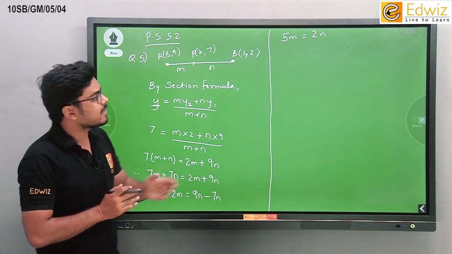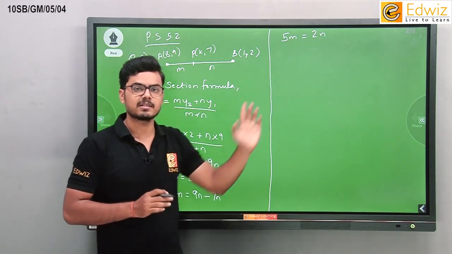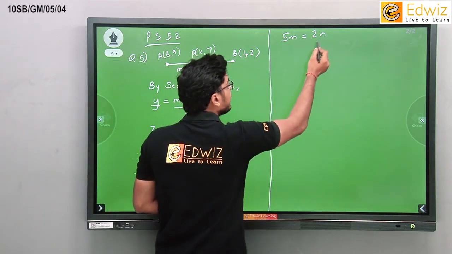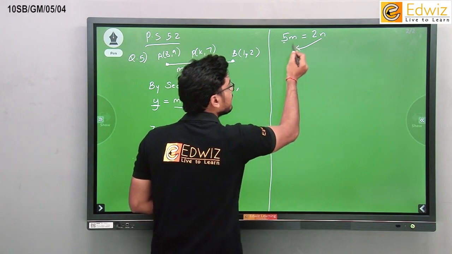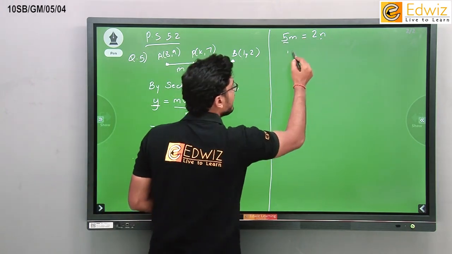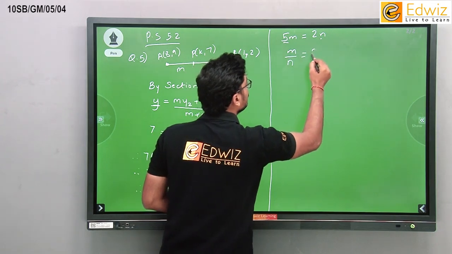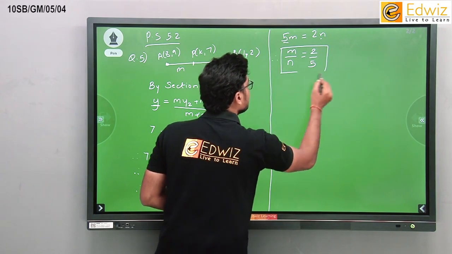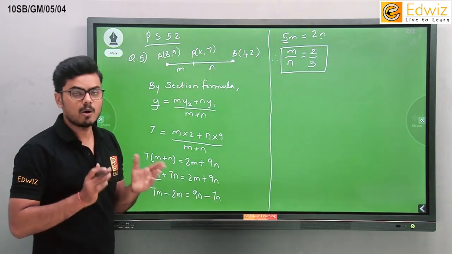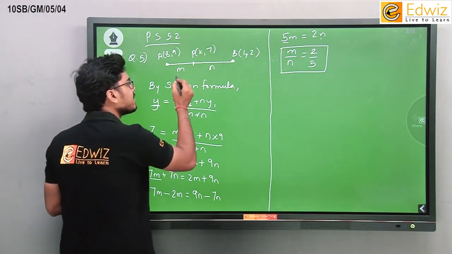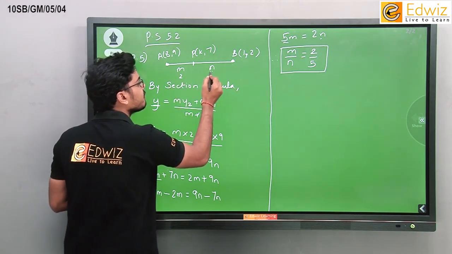So if we have to find the ratio, then simple cross multiplication will finish the work here. Correct? What will be m upon n? Take n here in the denominator, take 5 there on the denominator. So what this will become is m upon n equal to 2 upon 5. This is the required ratio. Now once we have the value of m upon n, we can say that the ratio is 2 by 5.